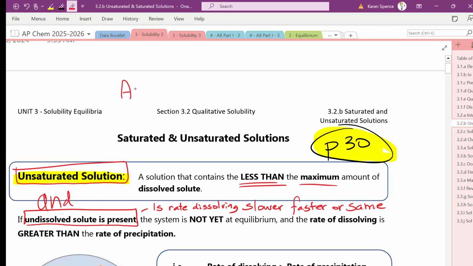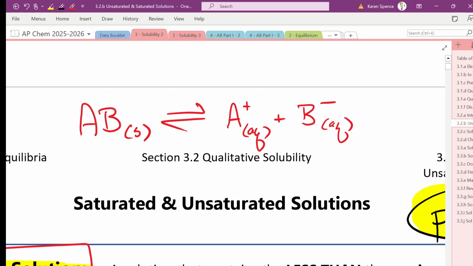So imagine you've got AB solid, A plus B minus, but we are not yet at equilibrium, right? We do not yet have the maximum amount of dissolved ions. The rate of dissolving is going to be faster than the rate of recrystallization, because that means you're going to be able to dissolve more and more and more until you hit the equilibrium. Yes? Or until you run out of solid.